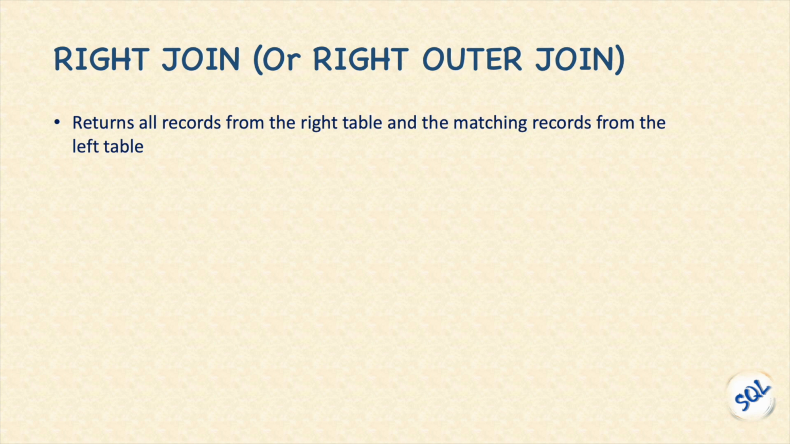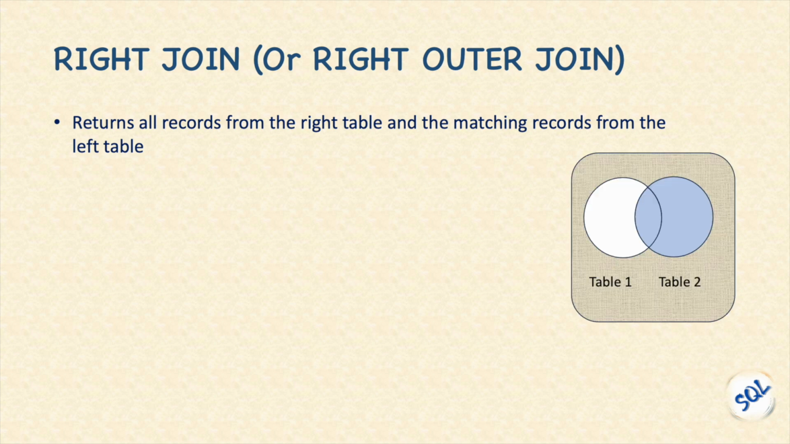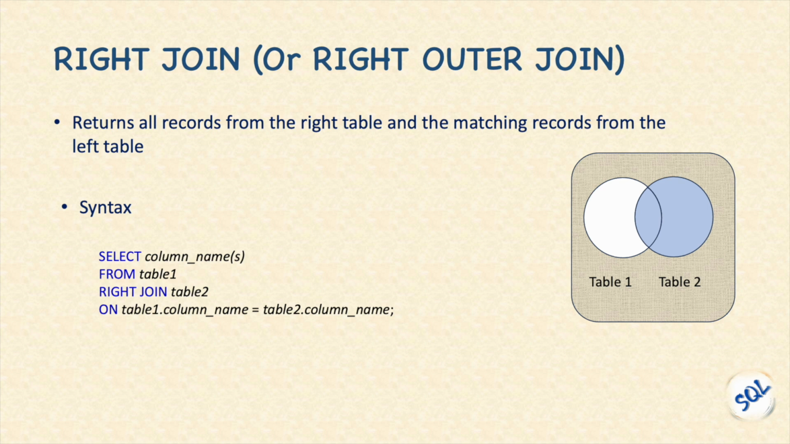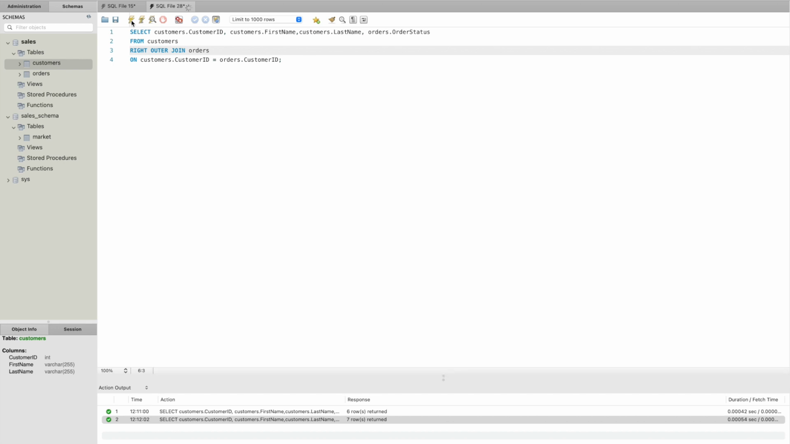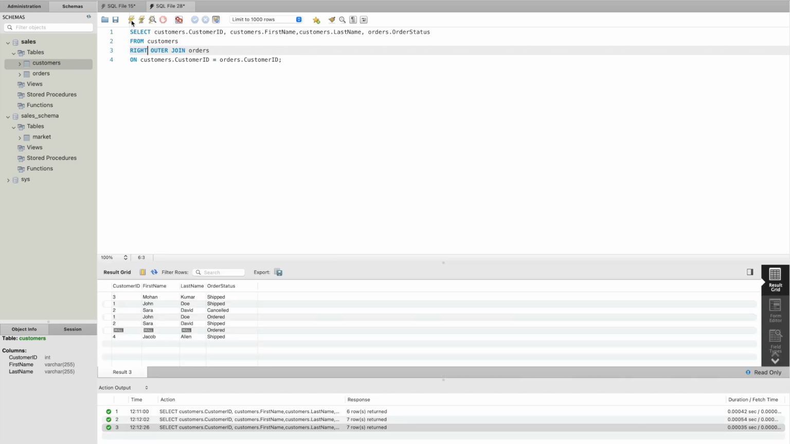Now let's move on to right join. The right join works the opposite way of left join. It returns all records from the right table and the matching records from the left table. You can understand it from the diagram. The syntax is also similar to left join, except the keyword right join. From our previous query, I am just replacing the keyword left outer join with right outer join.